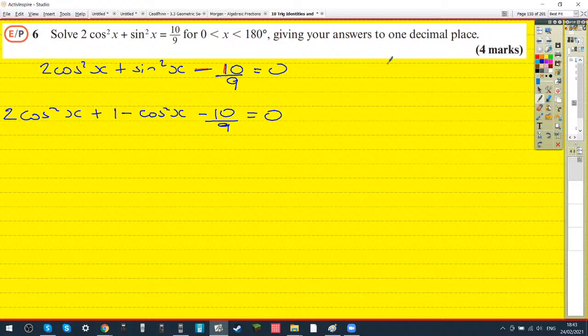Let's say we simplify it first. What do you get? Oh, 2, 3 minus 10 over 9. Oh no, sorry. Cos squared x plus 1 minus 10 over 9. Yes. So cos squared x plus 1 minus 10 over 9 equals 0. Yeah. Then minus 1 over 9. Yeah. Cos squared x minus 1 over 9.